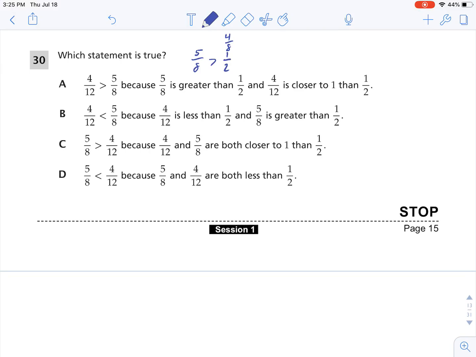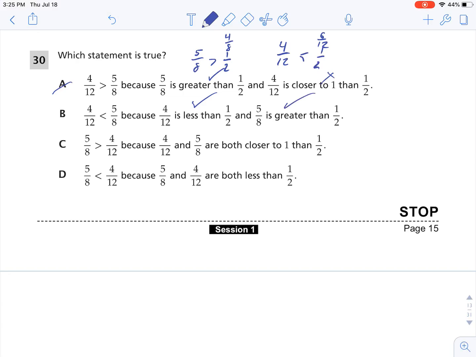That is not true. 4/12 is less than 1/2 because 1/2 is the same as 6/12. So 4/12 is actually going to be closer to 0, so that is not true. This part is true, 5/8 is greater than 1/2, but 4/12 is closer to 1 is not true. 4/12 is less than 5/8 because 4/12 is less than 1/2, that is true. And 5/8 is greater than 1/2, that is true.